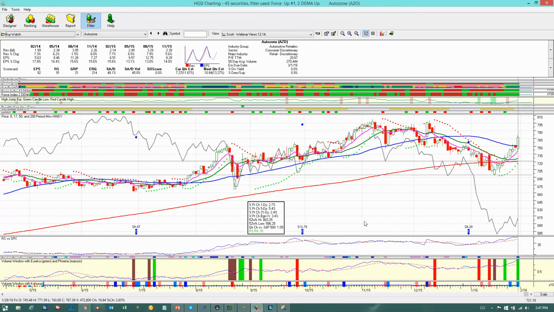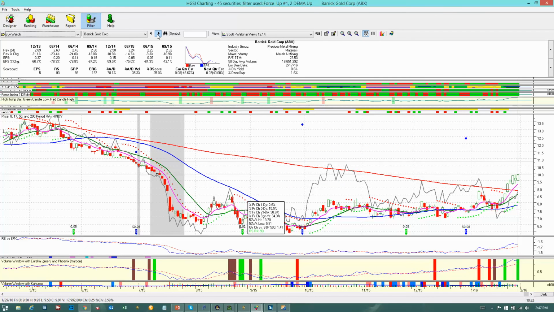AutoZone, O'Reilly, and the third one, I can't remember which one, all look like they're having a nice move back up, and we'll retest old highs. They're all expensive stocks. This one doesn't pay a dividend. Broke above the 50.